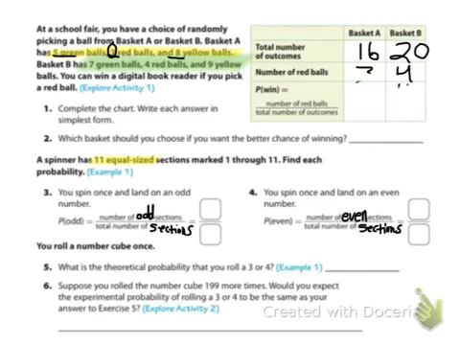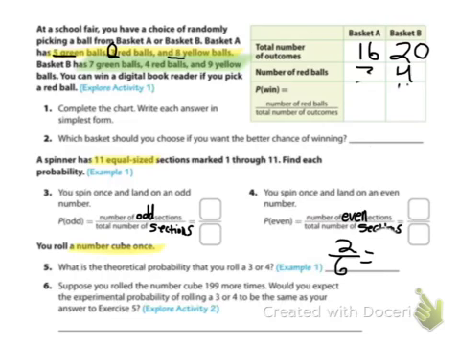What is the theoretical probability? You roll a number cube once. What is the theoretical probability that you roll a 3 or 4? Well, when you roll a number cube, there are 6 total options, and 2 of them are 3 or 4. You can simplify that, divide them both by 2, and you get 1/3. Moving on to the last problem.